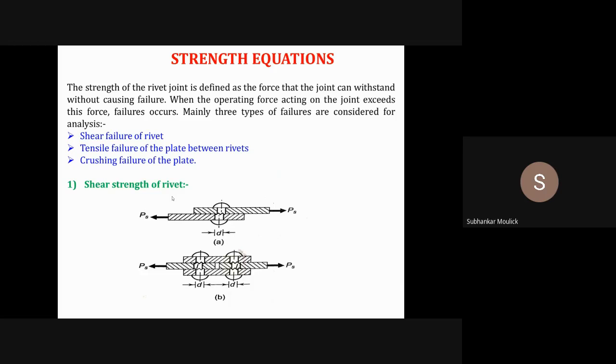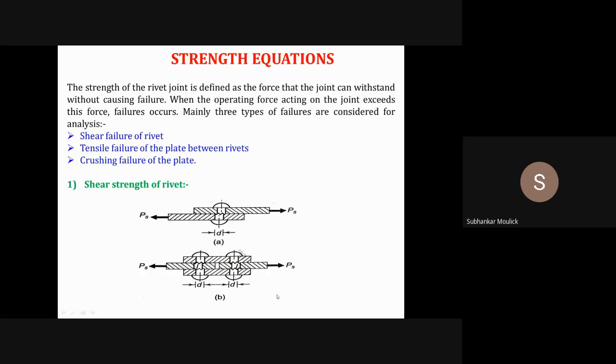What are strength equations? Strength equations are those equations which a designer needs to keep in mind while designing a rivet joint. If you want to determine the strength of a rivet joint, firstly you need to define what is meant by the strength of a rivet joint. Strength of a rivet joint is defined as the force that the joint can withstand without causing failure.